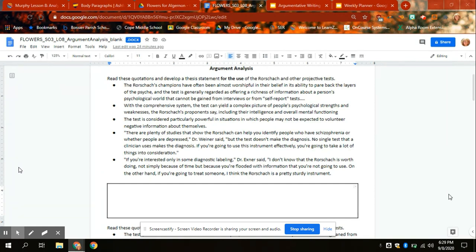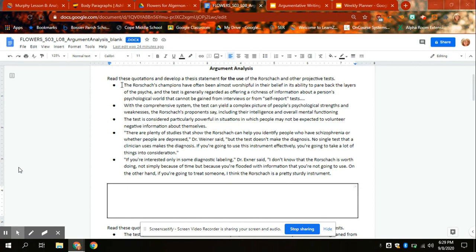The directions say read these quotations and develop a thesis statement for the use of the Rorschach and other projective tests. So they've given us 5 pieces of text evidence that all support the use of the Rorschach test and other projective tests. Our job now is to decide how would we argue this. So on your argument analysis handout, you see there's a box down here. And one of the things we have to decide is what do all of these have in common besides they're in favor of the Rorschach test? So let's look at these.